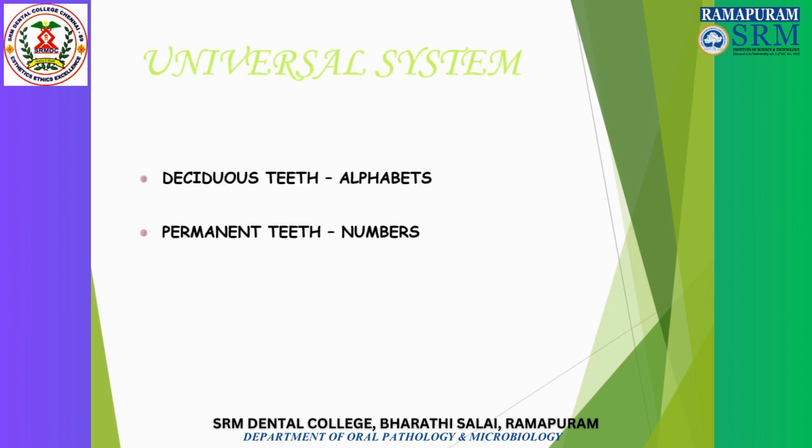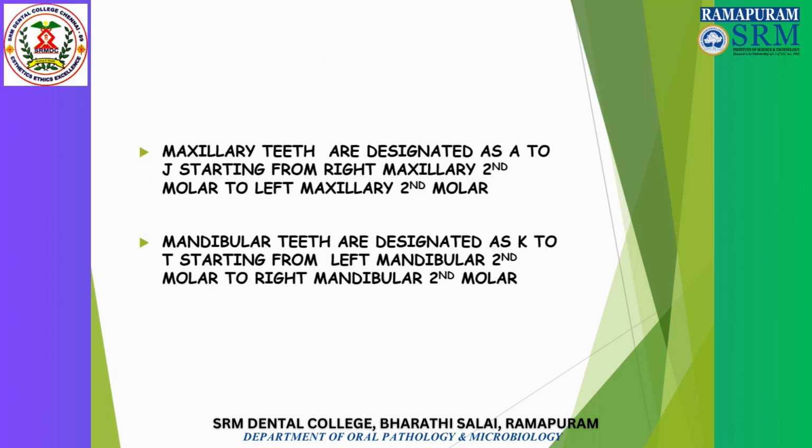Universal system. Here also we use alphabets and numbers for deciduous and permanent teeth respectively. That is, for denoting the teeth in deciduous dentition we use alphabets, and for denoting the teeth in permanent dentition we use numbers. But here we are not going to divide the jaw into quadrants as we do in the Zsigmondy-Palmer system. There we divided into quadrants and we used alphabets only from A to E for numbering the individual teeth, and in the same way we used numbers only from 1 to 8. But here it is going to be slightly different. The only similarity between the Zsigmondy-Palmer and Universal systems is that alphabets are used for deciduous teeth and numbers are used for permanent teeth.